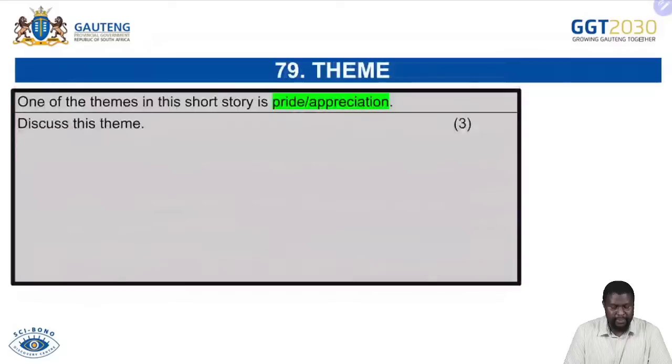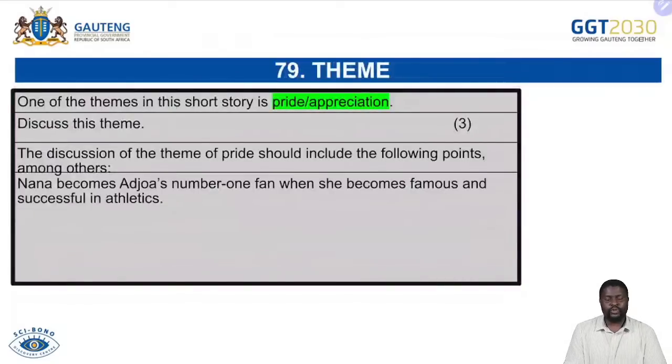Right, the theme of pride. What does Nana do to show that she's proud?